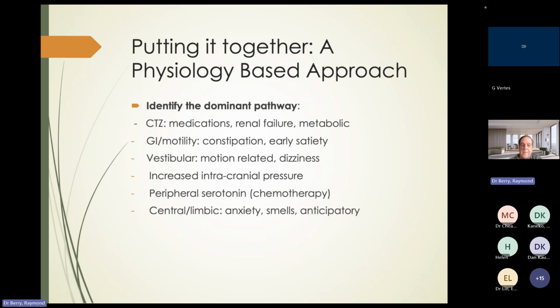Vestibular, increased intracranial pressure, a very specific cause. Treating serotonin blocking if it's indicated, but not if it's not indicated. And then treating anxiety, smells, anticipatory nausea in central with dulling those systems down.